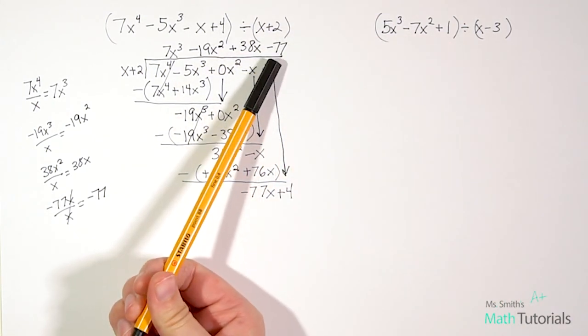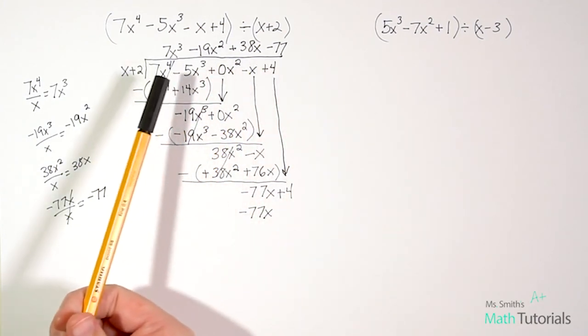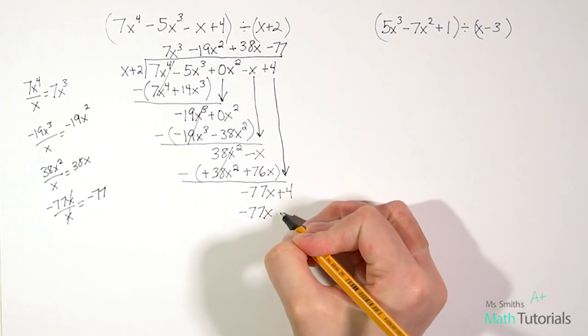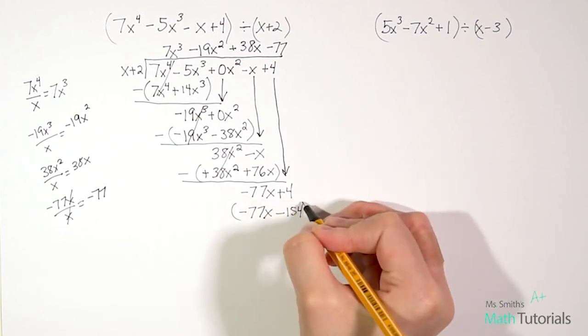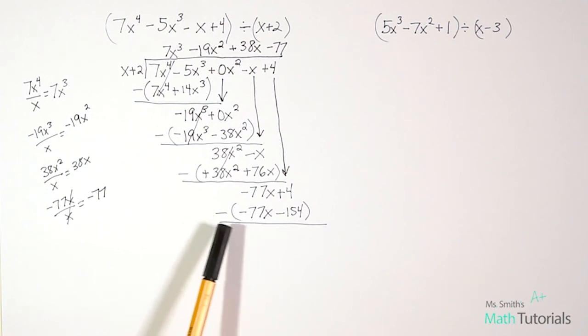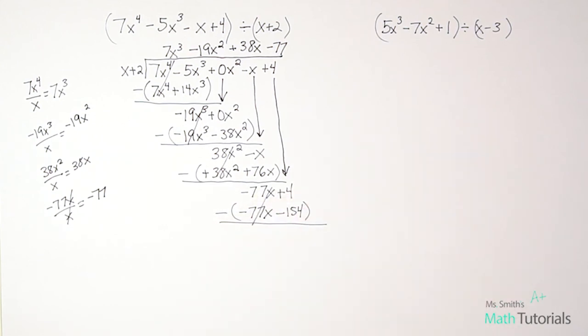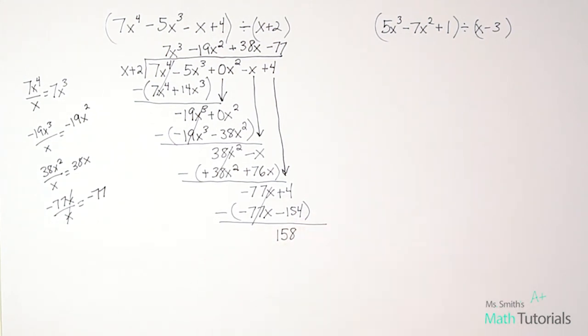Let's multiply it out. Negative 77 times x is a negative 77x. And a negative 77 times 2, that's a negative 154. And we subtract the whole thing. Negative 77x, and then we got those double negatives, which is really plus. So negative 77 plus 77 cancels. And 4 minus a negative 154, that ends up being 158. Okay, and I've got nothing else to bring down. Whew, that was a long one. So we're ready to write our final answer though.